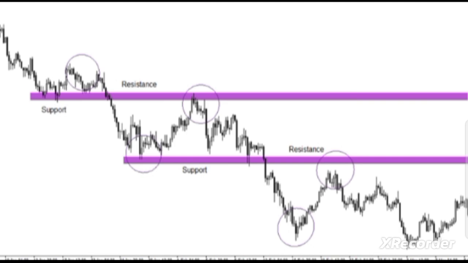Now, what are the key concepts in price action? What are the major concepts in price action? It's known as support and resistance. What is support and resistance? How can you define support and resistance?